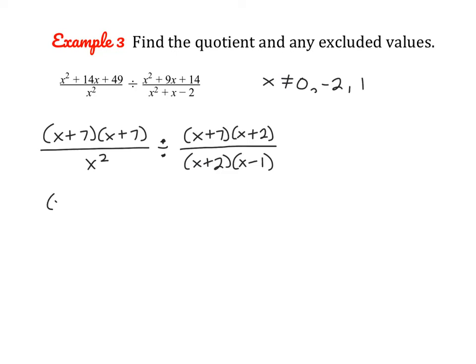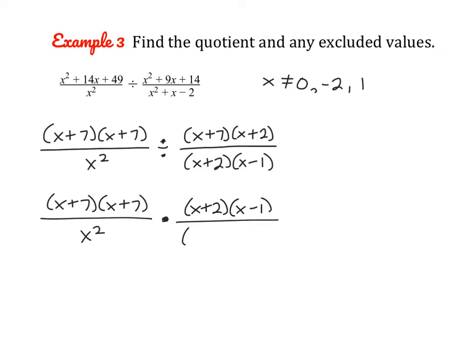So now we'll rewrite our first expression. Remember, when dividing rational expressions, we again multiply by the reciprocal of the second one. So notice I'm going to flip the numerator and the denominator of our second expression.